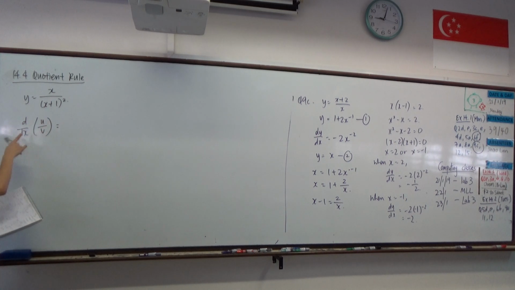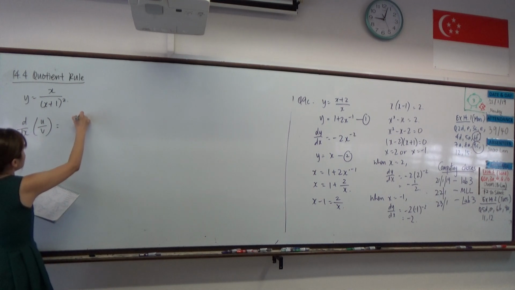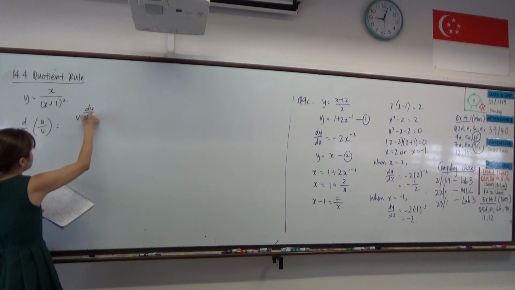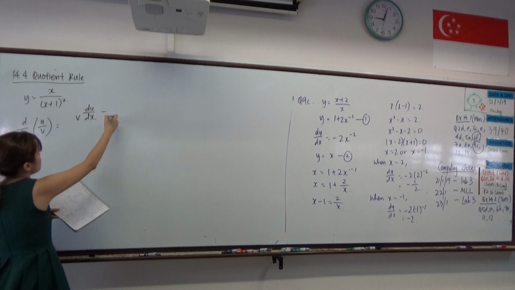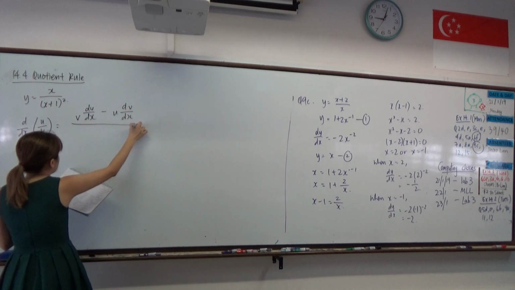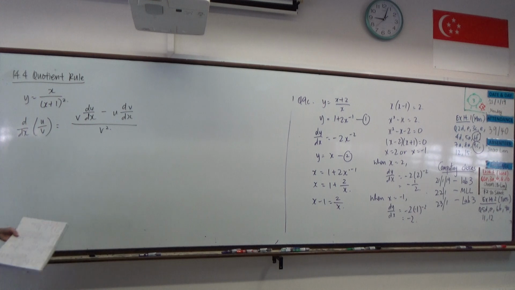What the quotient rule states is that if I have an algebraic expression where u and v are functions in terms of x, we keep the bottom, differentiate the top, then minus away, keep the top, differentiate the bottom, then divide by v squared. This is what the quotient rule states.